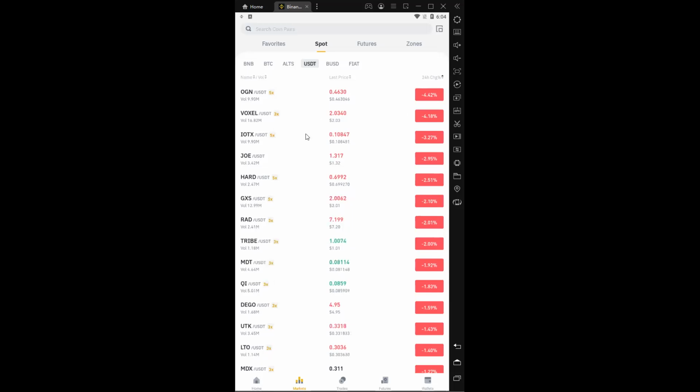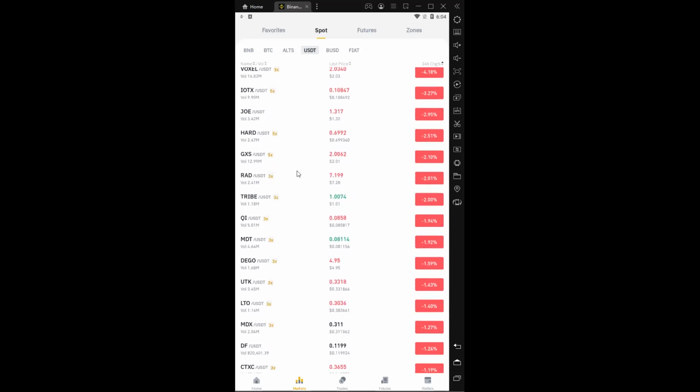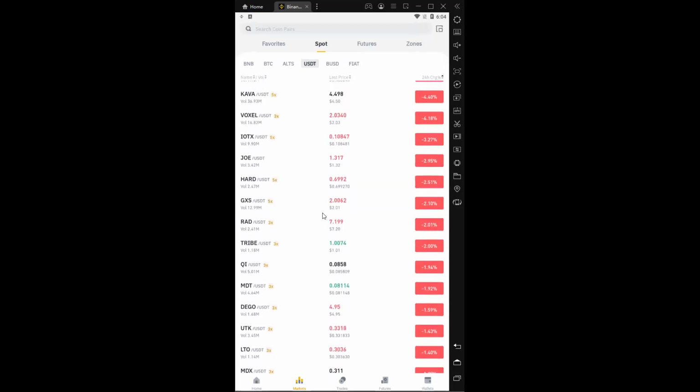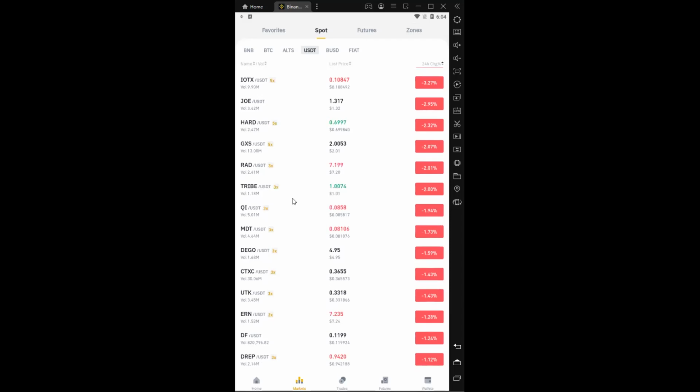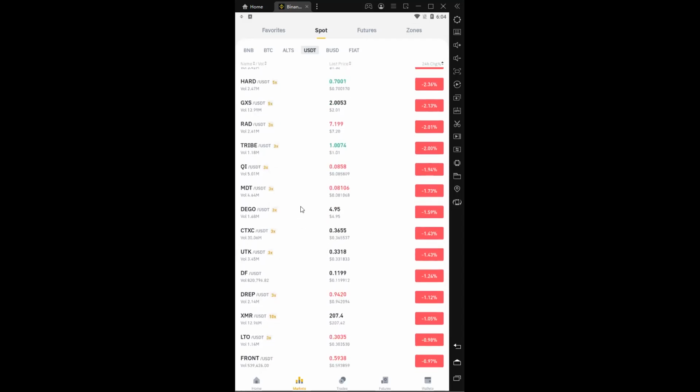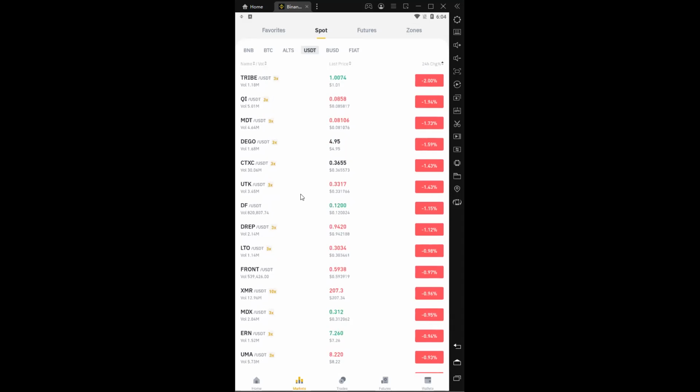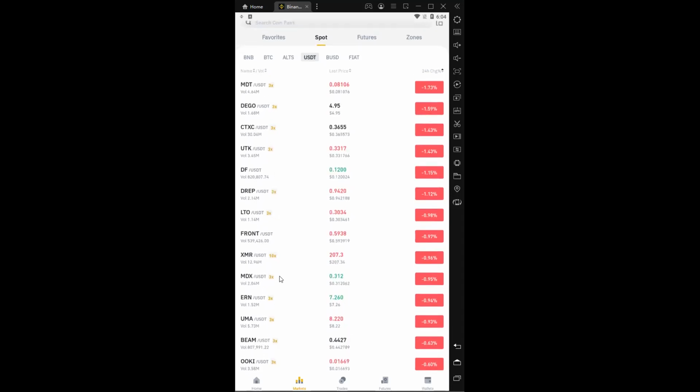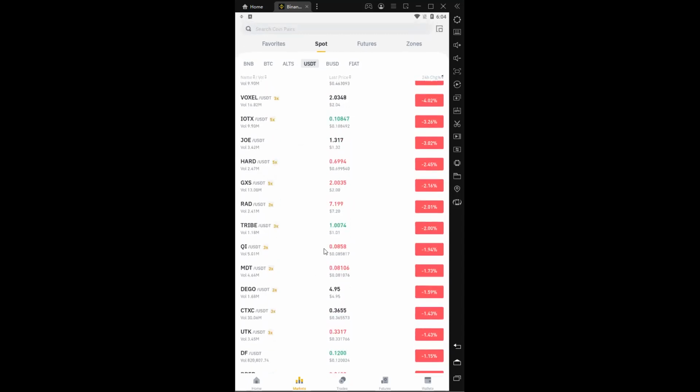Someone was asking what all this 5 times, 3 times means. It means that this particular coin has a margin option, or leverage option, of up to 5 times. Anyone you are seeing, it means it has a leverage option of up to 3 times, up to 5 times. Some have up to 10 times. So let me select one and we'll see how that plays.